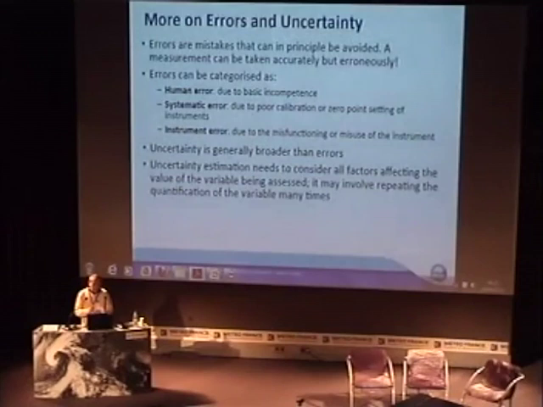So these are the basic errors that constitute overall the error you're making in a measurement or in the quantification of what you are trying to work out. And this will basically go into the pot of what uncertainty is. So uncertainty is generally broader than errors. You want to try to reduce these errors as much as possible, but then you still have some uncertainty.